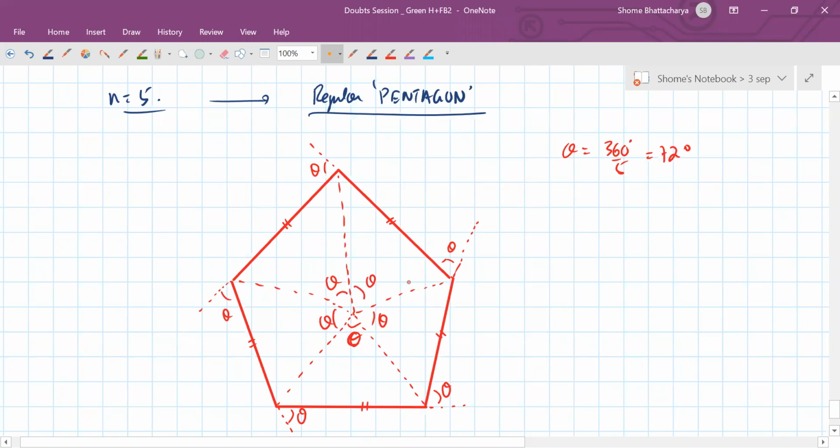Okay. And in this figure now, this side would be equal to this side. So these would all be isosceles triangles such that this angle is equal to this angle. So alpha you can see would be, so each of these angles would be 54.